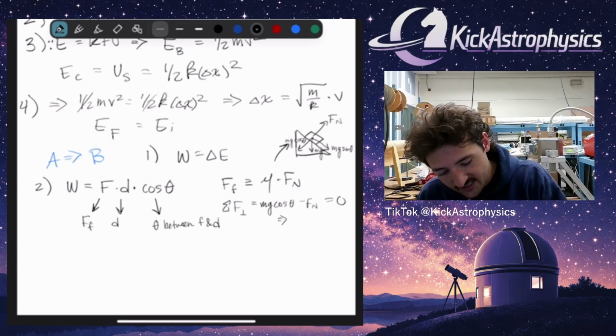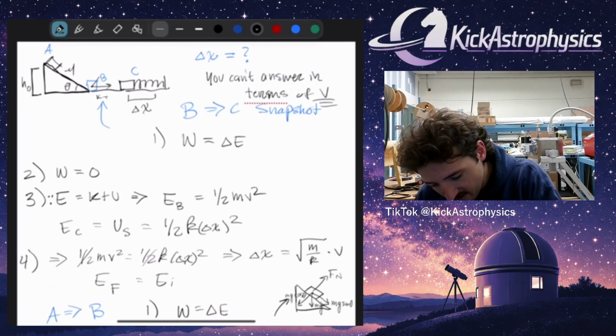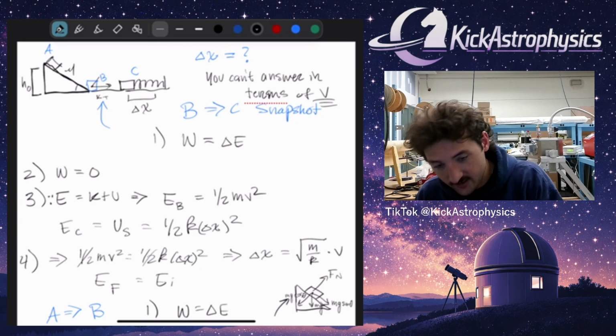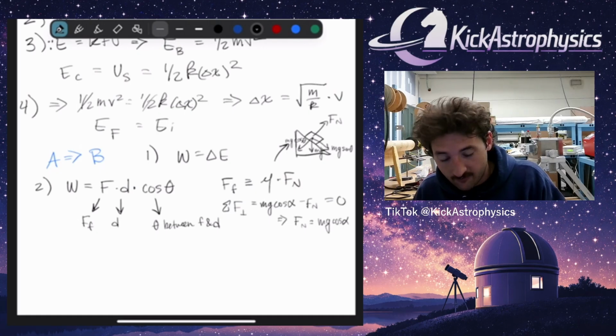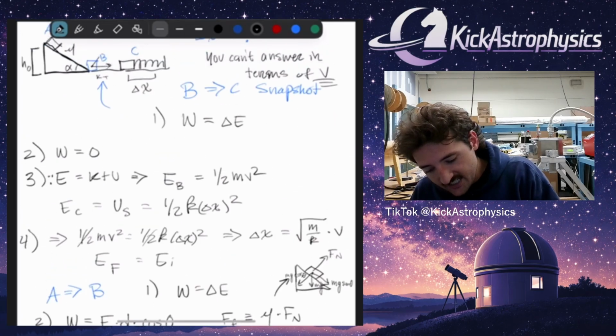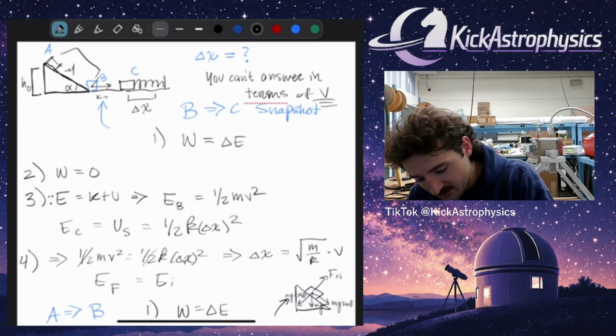So we can just basically say that the normal force will be equal to mg, I'll call it alpha, just so we don't mix it up with theta for our work equation. So let's say that this is some angle alpha. Sorry to backtrack here, guys. All right, so normal force is equal to mg cosine alpha. D is this distance, and we can actually determine this distance with just trigonometry.